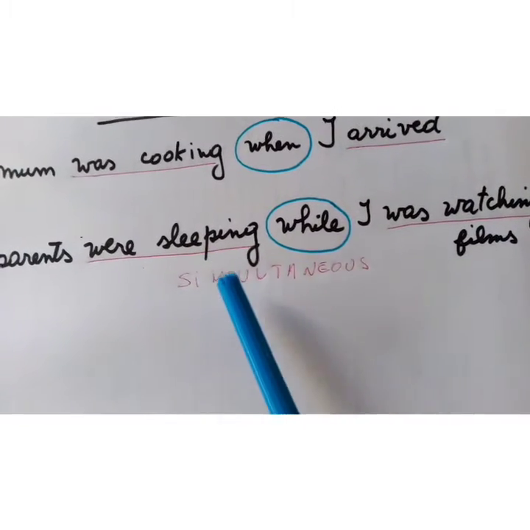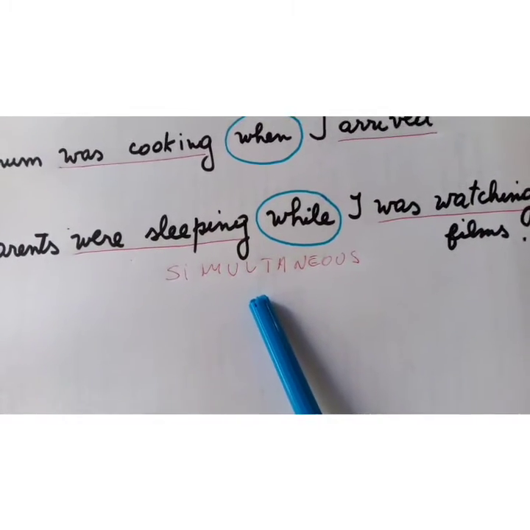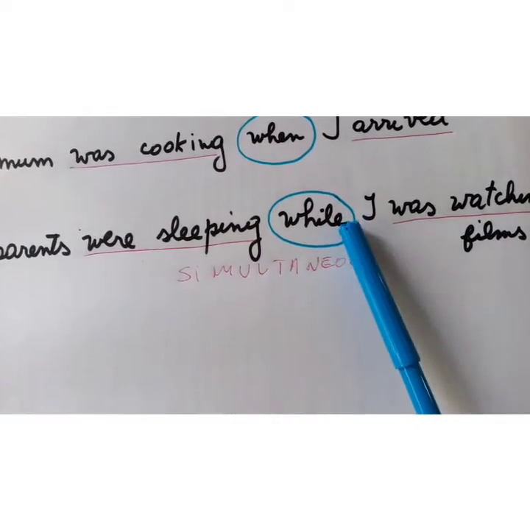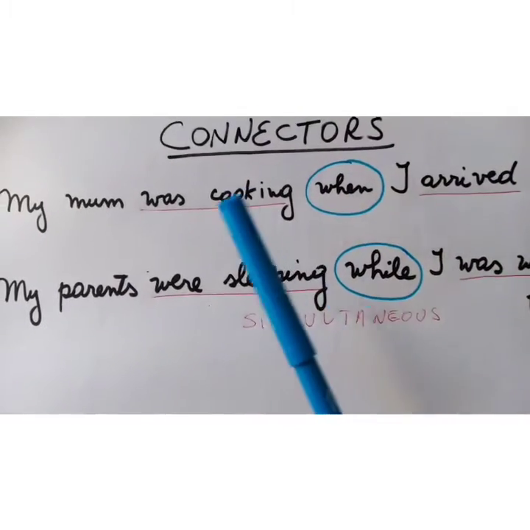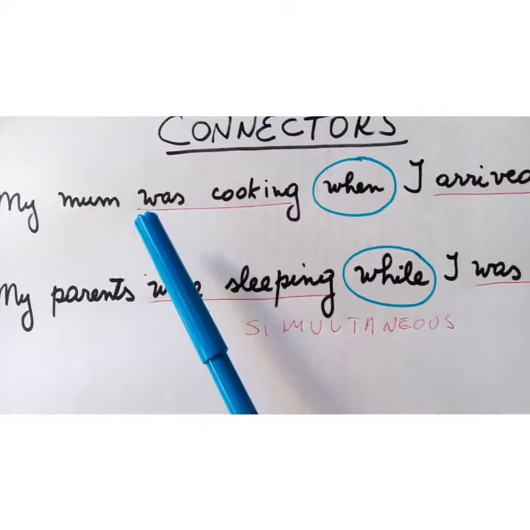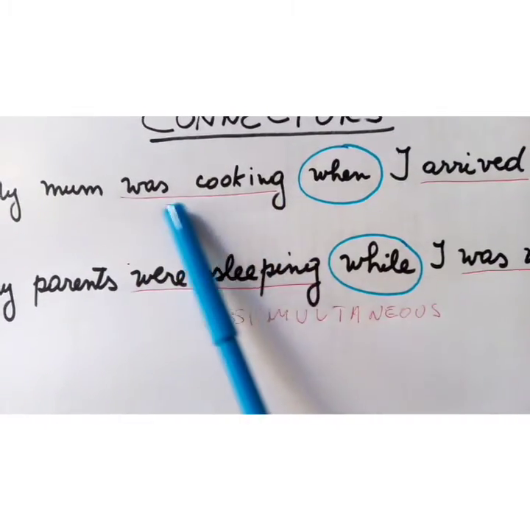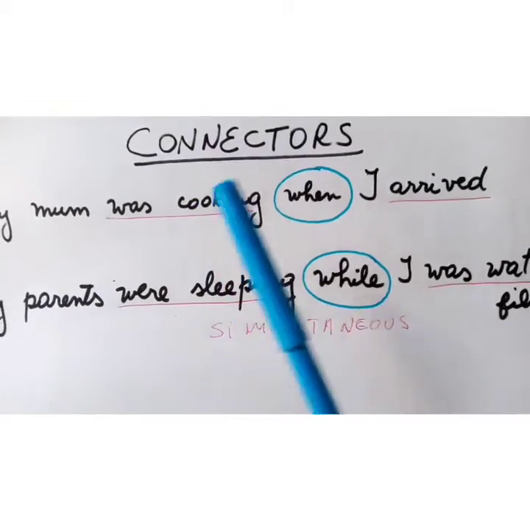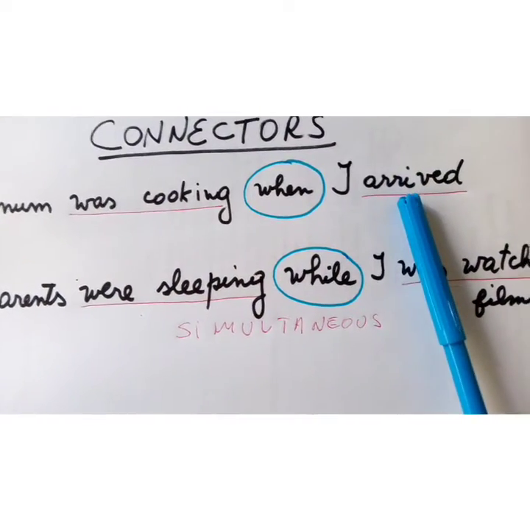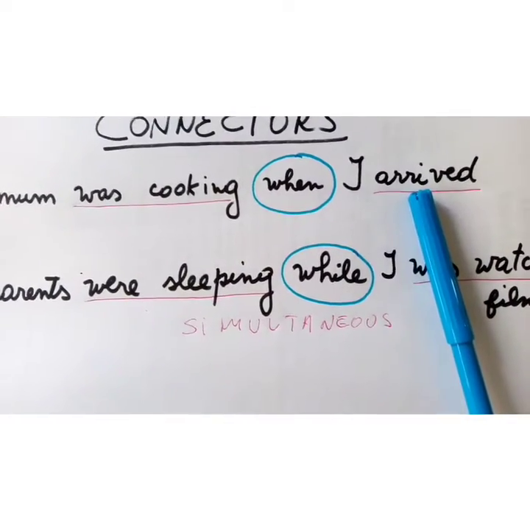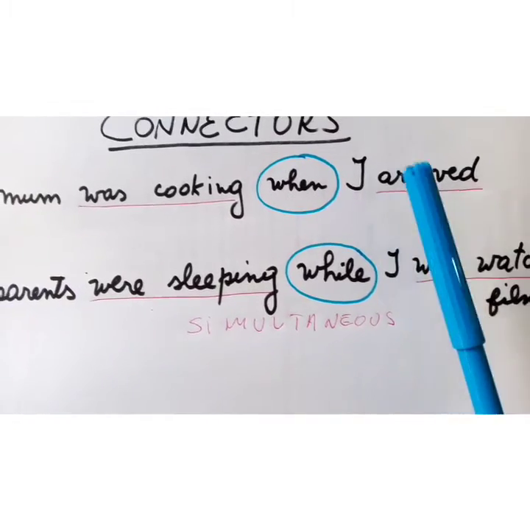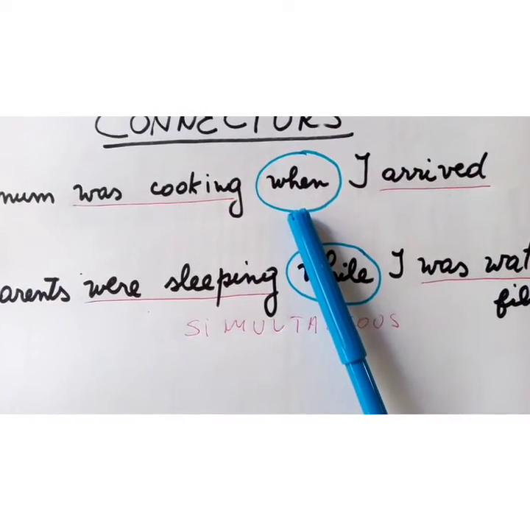Two simultaneous actions connected with while. One action in the past continuous, one long action interrupted with an action in the simple past, connected with when.